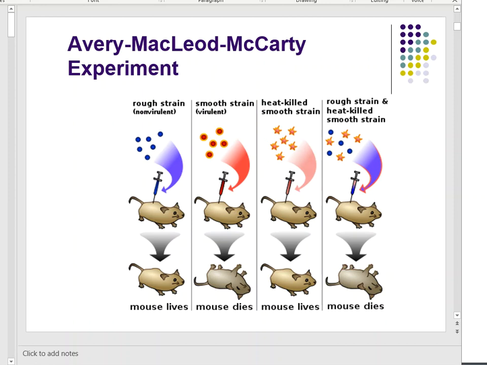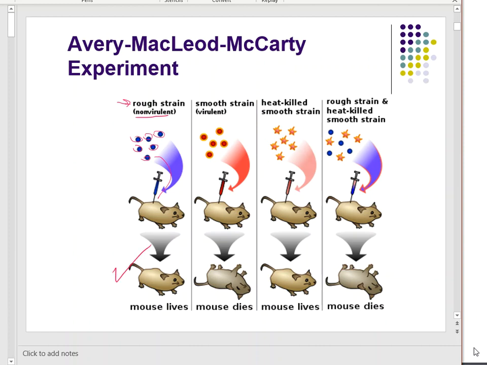And this is what he did. So he goes into a laboratory and he takes what we call a rough strain. A rough strain is basically just maybe some bacteria or a virus, and it wasn't alive. They were dead. So he injects this dead virus or bacteria into a rat, and the rat lives.